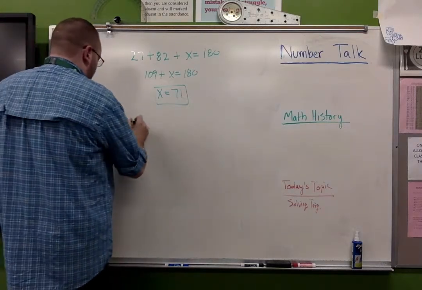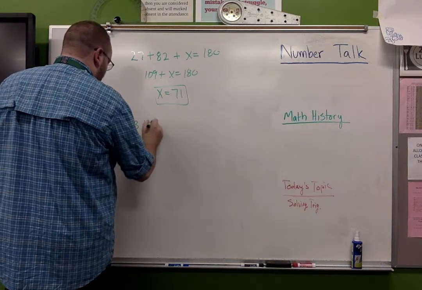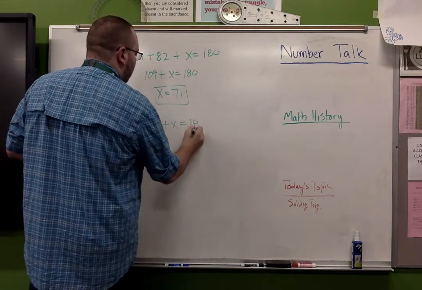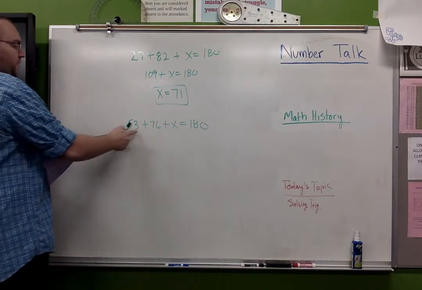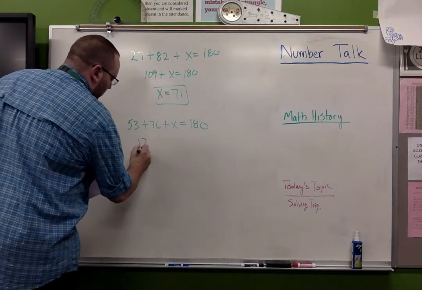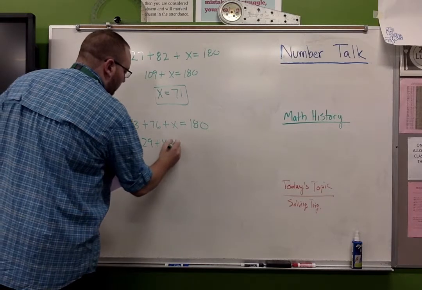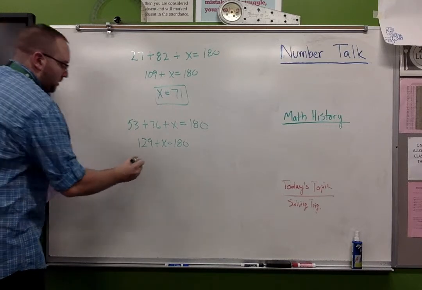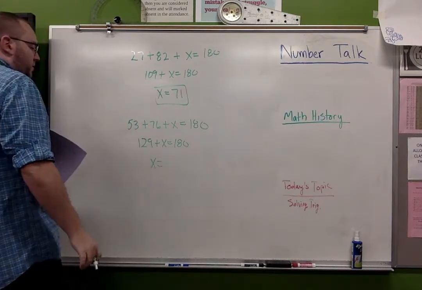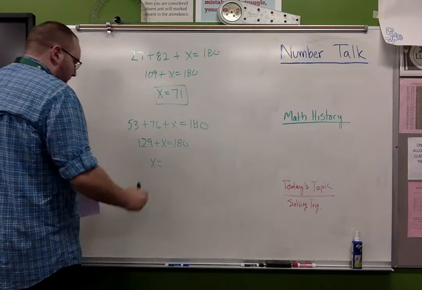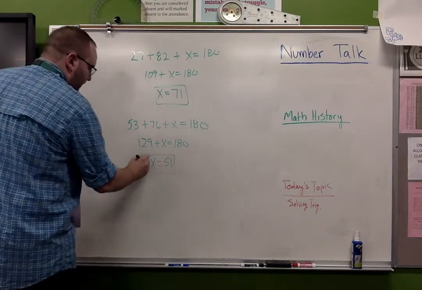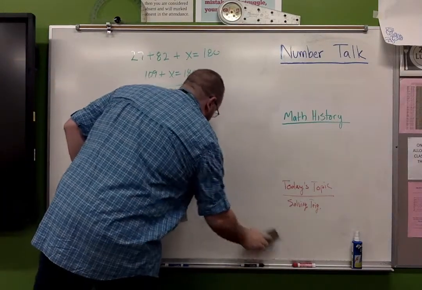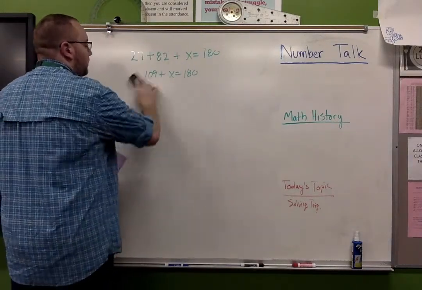The second one, 53 plus 76 plus x, the unknown angle, has to equal 180. 53 and 76, 129 plus the unknown angle equals 180. Subtract 129 from both sides. X is equal to, let's see, 51. And there's your answer.